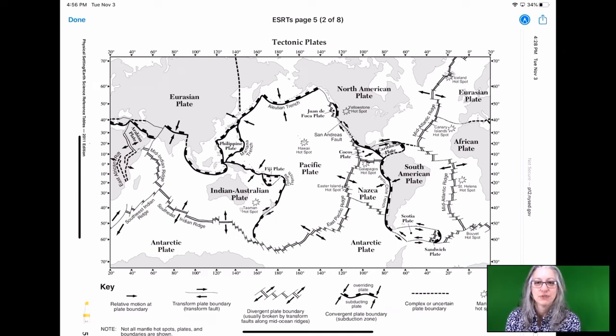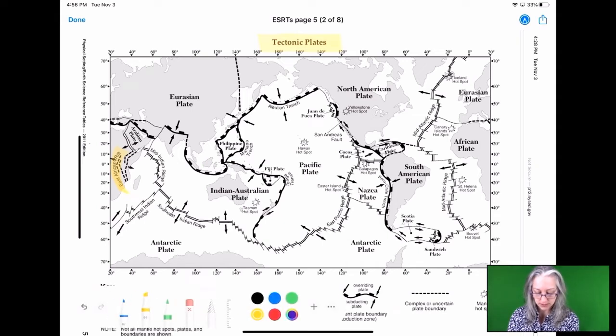Today I'm going to teach you how to use page 5 in your Earth Science reference tables. This page is all about tectonic plates, and we've learned a little bit about tectonic plates. We've learned about the East African Rift and how it is splitting apart over there, and you've learned a lot about the different boundaries that are present all over the world and how they cause earthquakes and volcanoes.